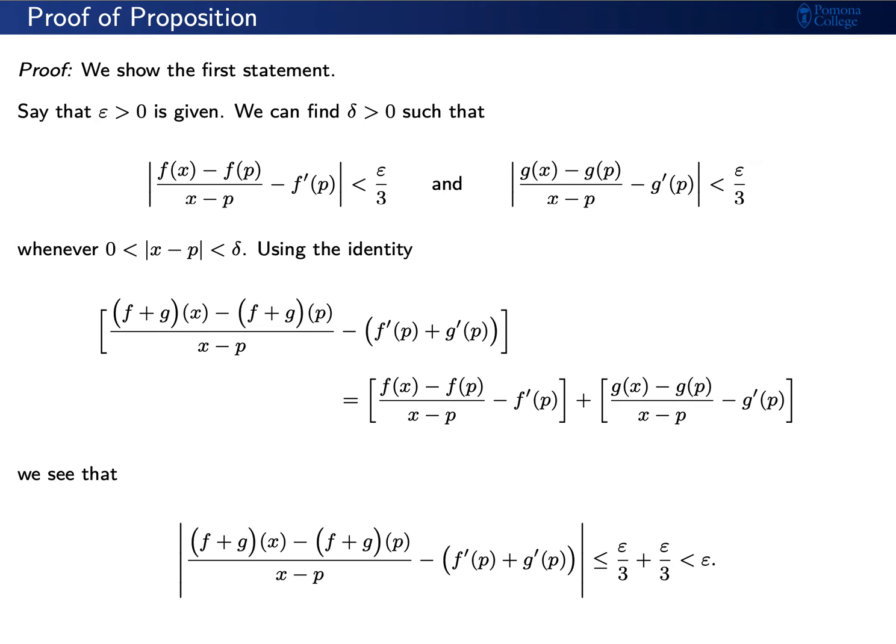Using now the triangle inequality, we do see that f plus g of x minus f plus g of p divided by x minus p, minus the sum f prime of p plus g prime of p, must be less than epsilon. But this is exactly the same as saying that our limit must be f prime at p plus g prime at p.